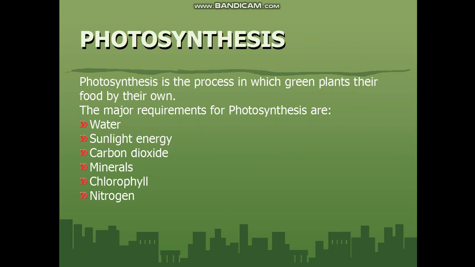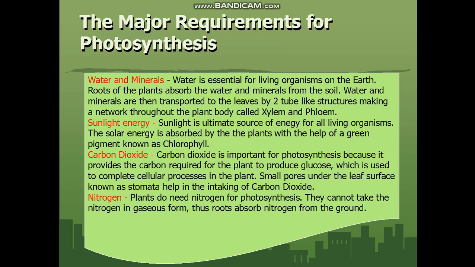Photosynthesis. Now let us come to the nutrition of plants. Photosynthesis is the process in which green plants make food by their own. The major requirements of photosynthesis are water and minerals, sunlight, carbon dioxide, chlorophyll and nitrogen. Now let us study about all these.